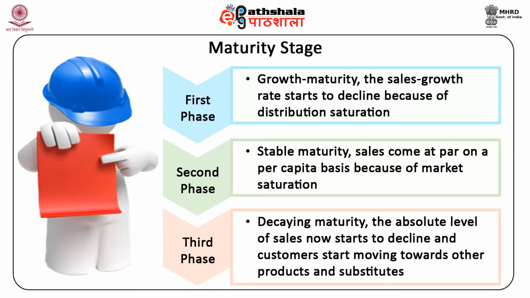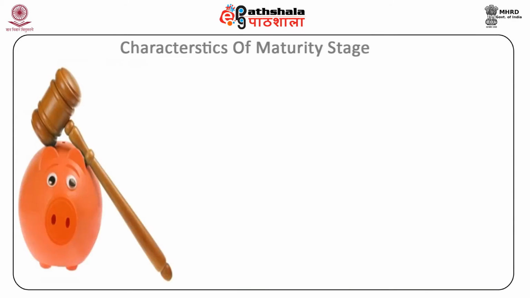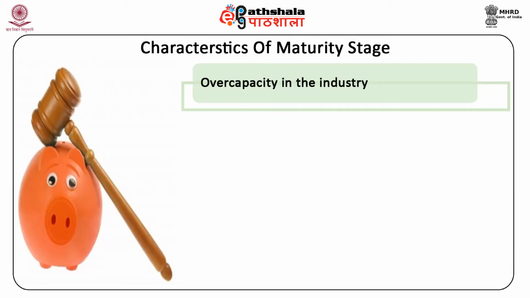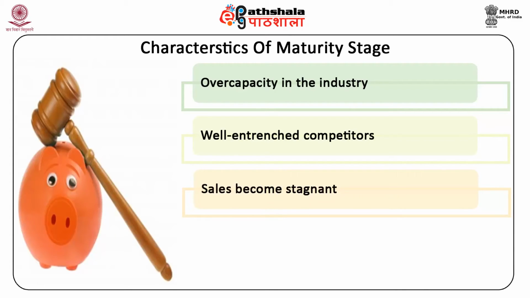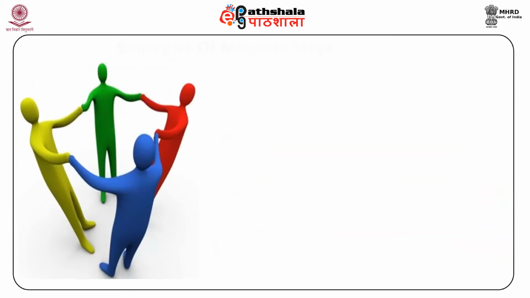In the third phase, decaying maturity, the absolute level of sales now starts to decline and customers start moving towards other products and substitutes. Characteristics of the maturity stage: the slowdown in the rate of sales growth creates overcapacity in the industry, which leads to intensified competition. Next, the industry eventually consists of well entrenched competitors whose basic drive is to gain competitive advantage. Next, sales become stagnant. Next, profits start to decline. Marketers have to resort to the following strategies.